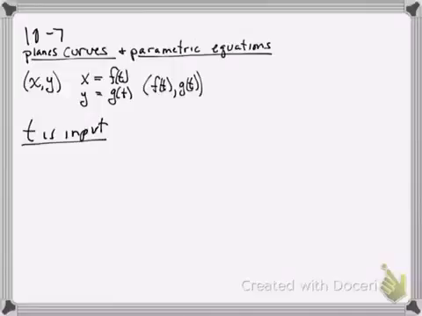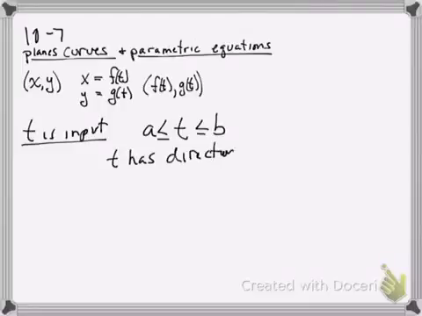So f of t, g of t, those are both inputs, and the t has some sort of interval that it must follow, between some a and b. And so if we follow t from a to b, then t has direction or orientation. This will be apparent when you do this on the graphing calculator. It goes in a certain order, and you can actually watch it draw in the direction it's supposed to draw. That takes some getting used to. But essentially, this is going from a to b.